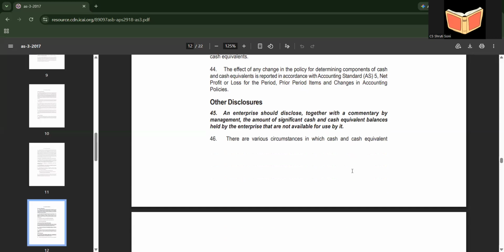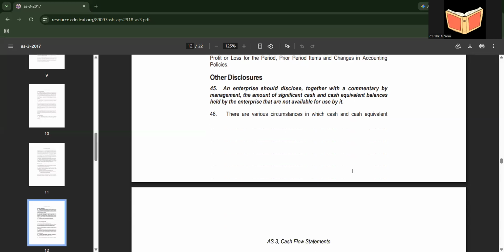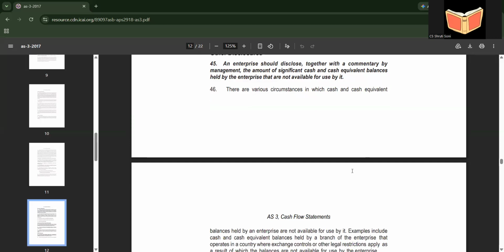Now, other disclosures is the last point which we are going to cover. You also have to disclose, along with a commentary by management, the amount of significant cash and cash equivalent balances which you are holding that are not available for use by the group. So whenever there is a commentary by the management, you have to disclose that this is the significant cash or cash equivalent balance which we are actually holding, but as of now it's not available.